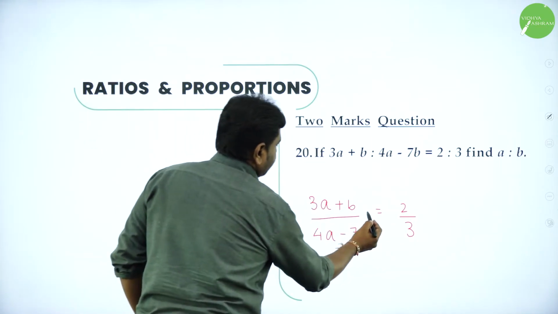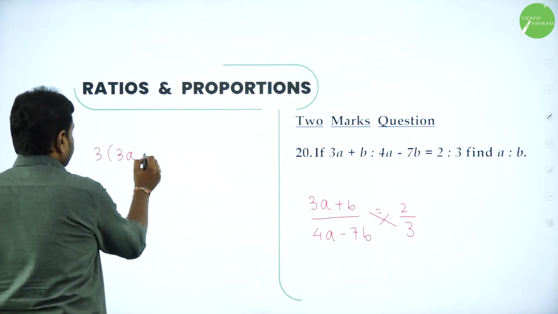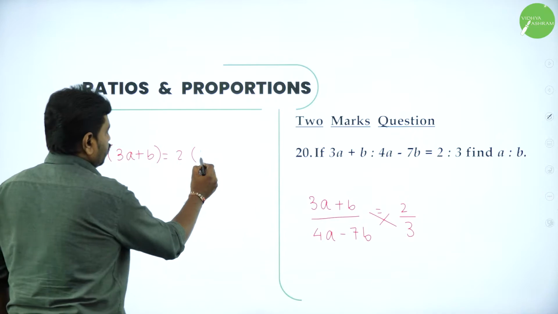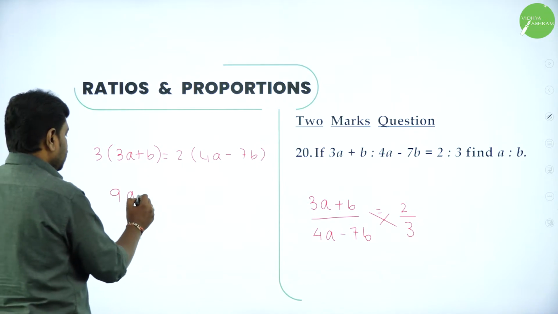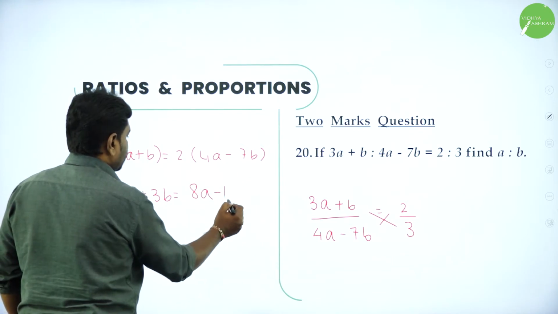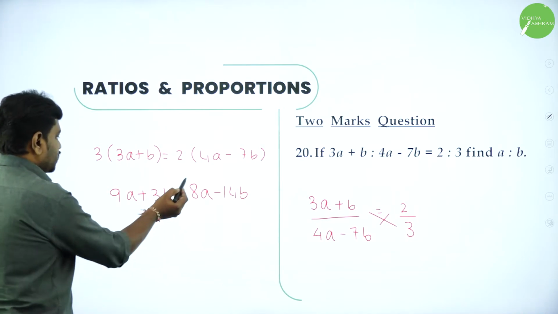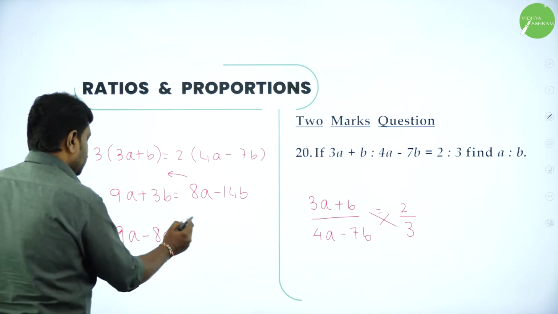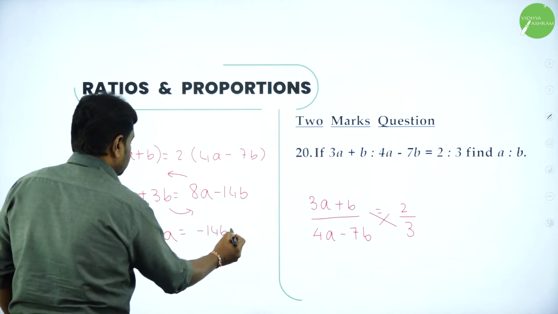If you cross multiply, 3 comes to this side, so it will become 3 into 3a plus b is equal to, so transfer this to RHS, so it will become 2 into 4a minus 7b. Further simplify this, 3 threes are 9a plus 3b is equal to 2 fours are 8a minus 7 twos are 14b. So now rearrange, bring all a to one side. I'll transfer a terms to this side. So 8a comes this side, it will become minus 8a. Transfer b to RHS. Already we have minus 14b. And 3b, if it goes that side, it will become minus 3b.